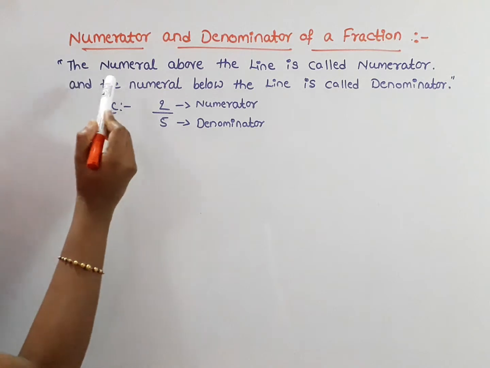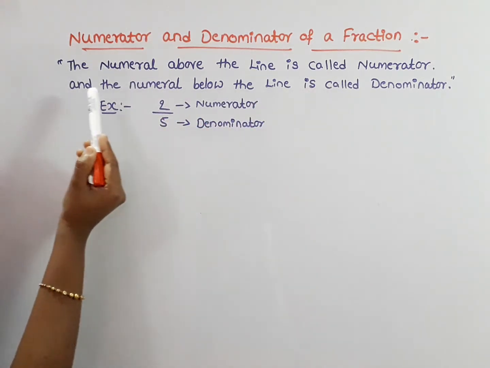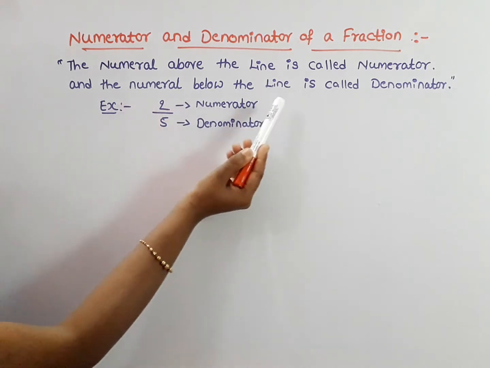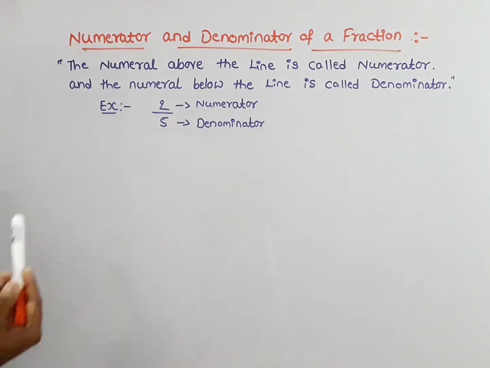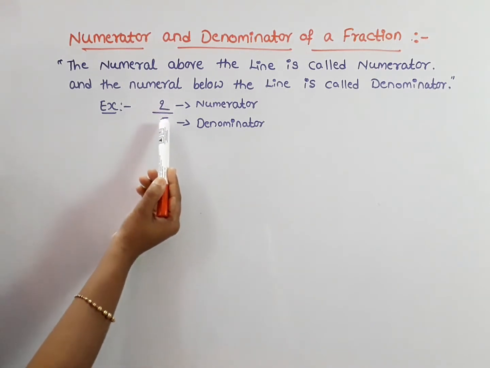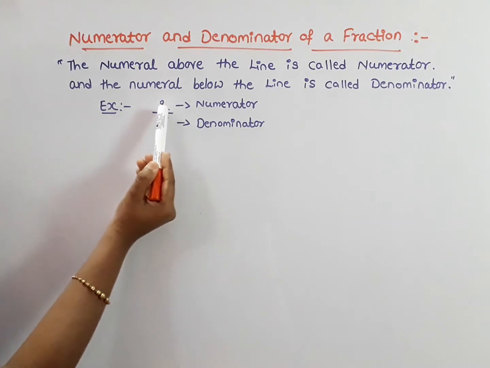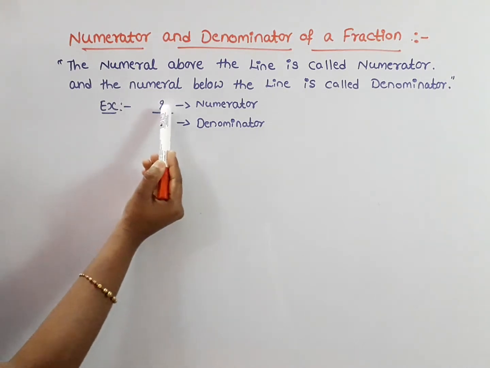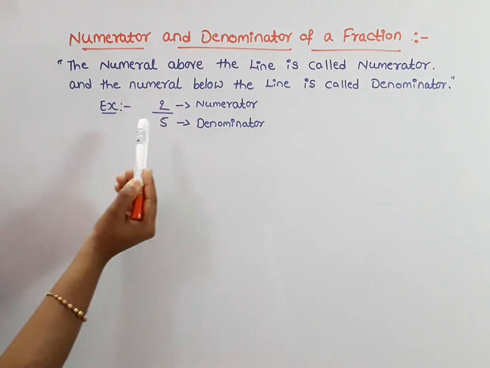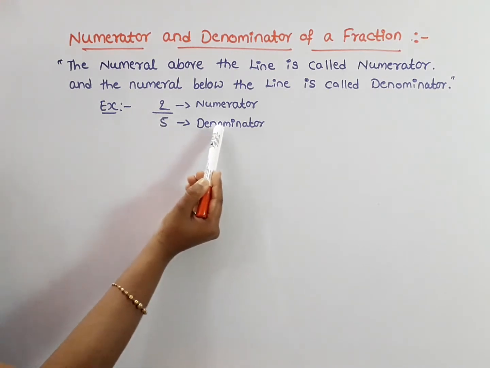So here the numeral above the line is called numerator and the numeral below the line is called denominator. Here 2 by 5. We will take one example. So that is the fraction 2 by 5. In this, the numeral above the line, that means 2, is called numerator and the numeral below the line, that is 5, is called denominator.